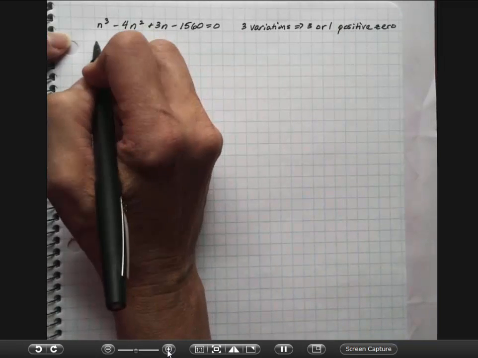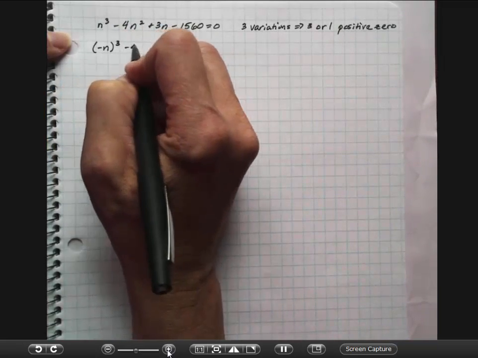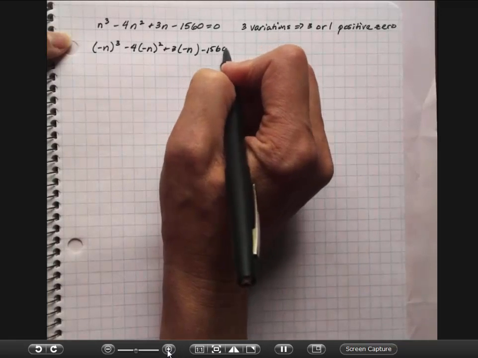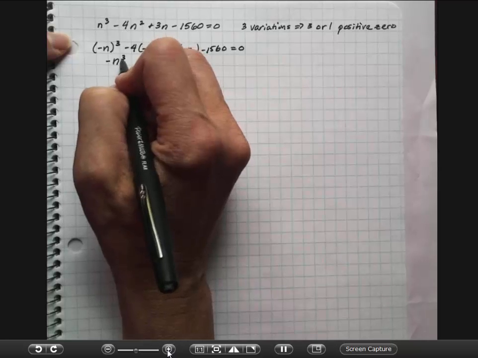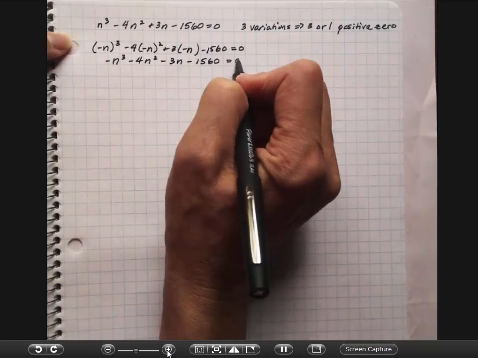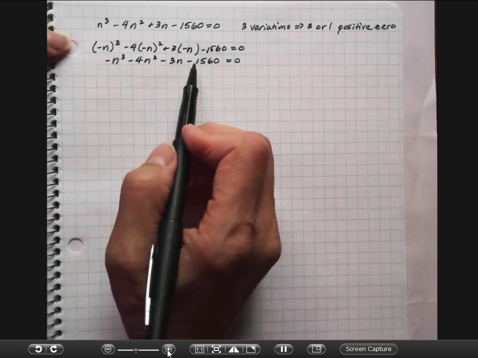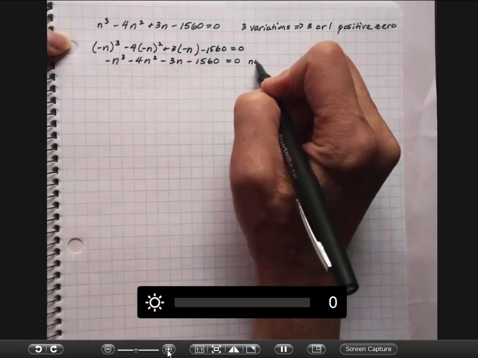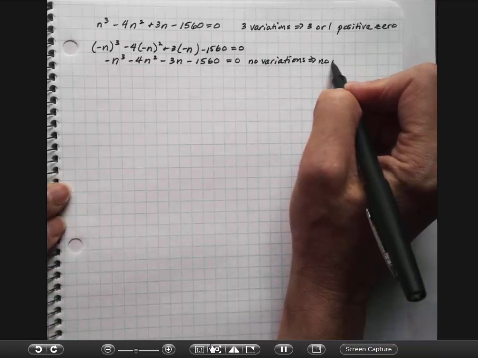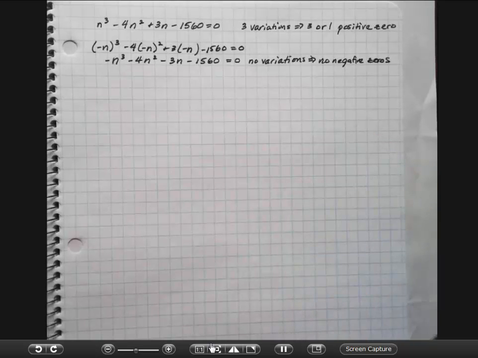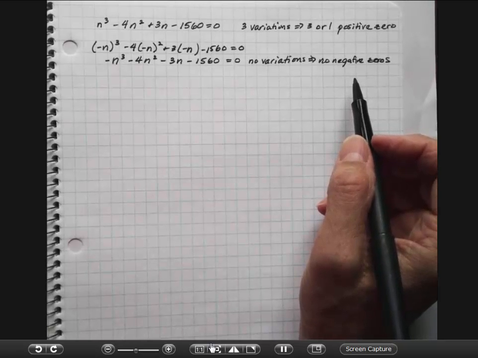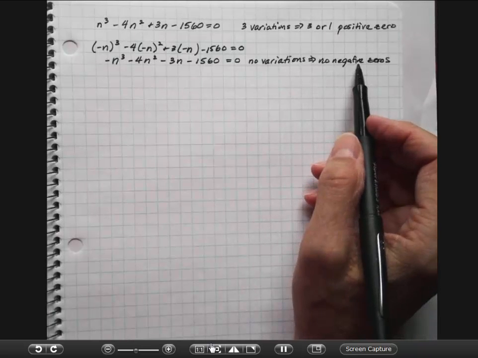Then I'm going to put in a negative n where I have an n, and this will tell me the number of negative zeros I have a possibility of having. So putting in a negative n wherever I have an n results in negative n to the third minus 4n squared minus 3n minus 1560. So looking at this particular function, do I have any sign changes? No, so no variations. Therefore, there are no negative zeros. Even if I'd found negative zeros, I probably wouldn't look for them because the side of my cube cannot be negative. That doesn't even make sense. So if we had negative zeros, I wouldn't be looking for those.